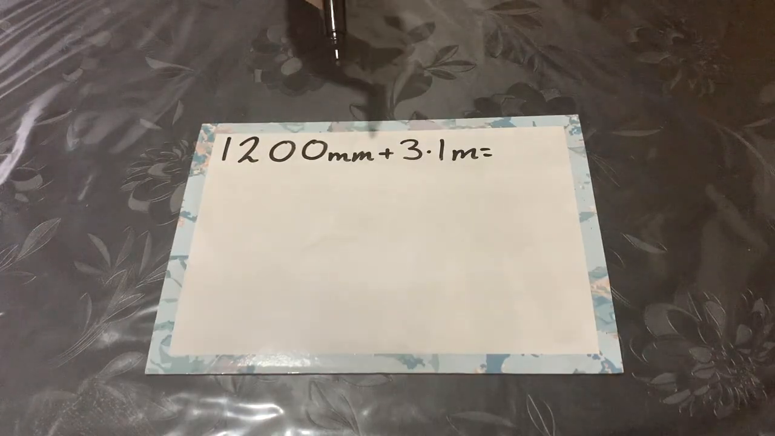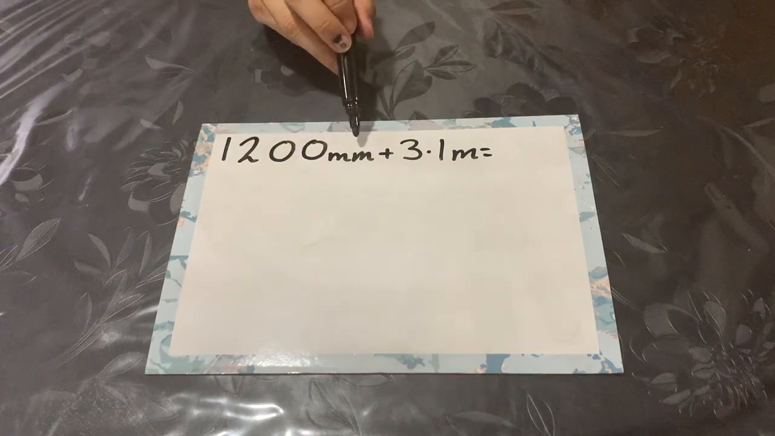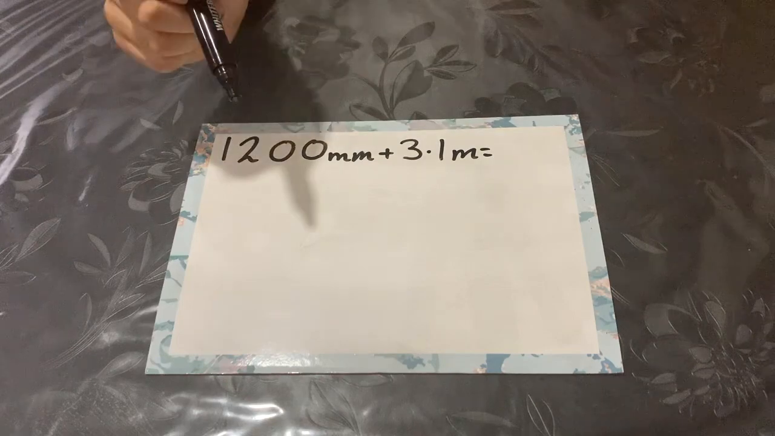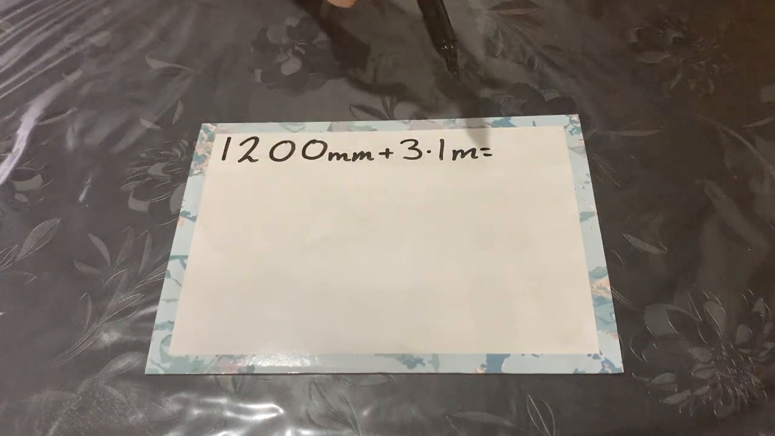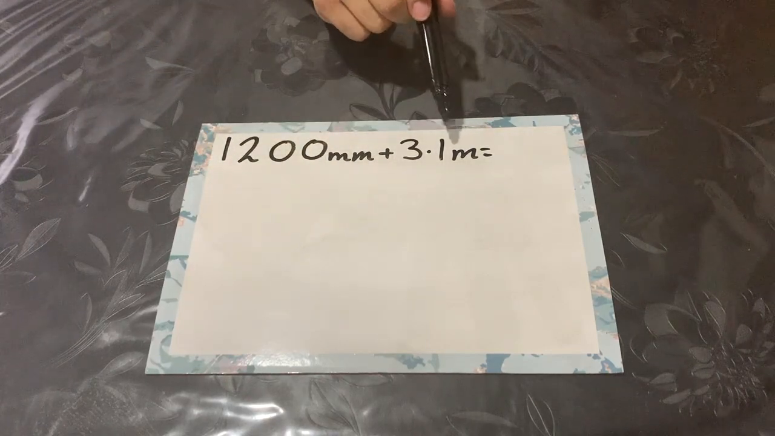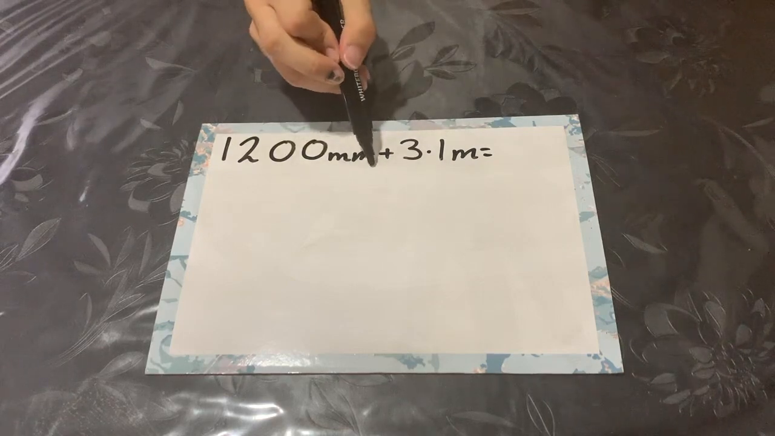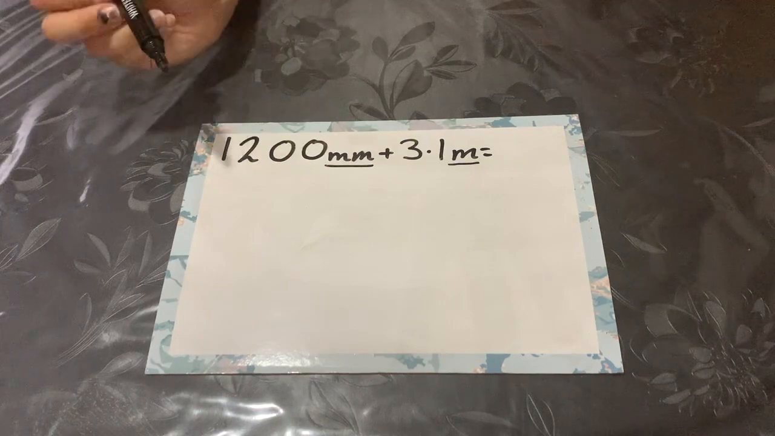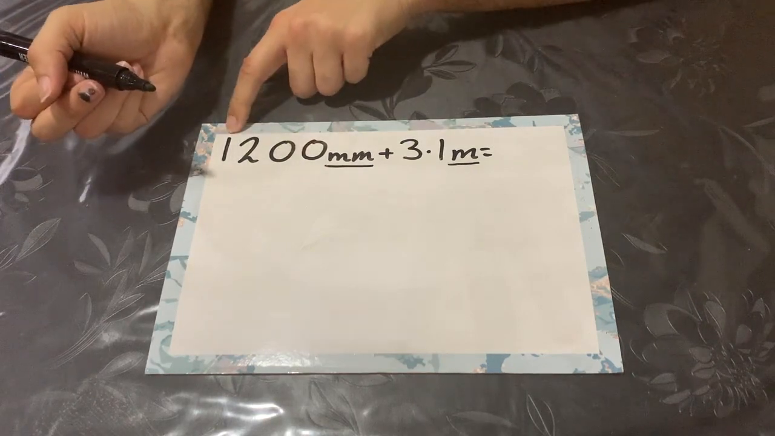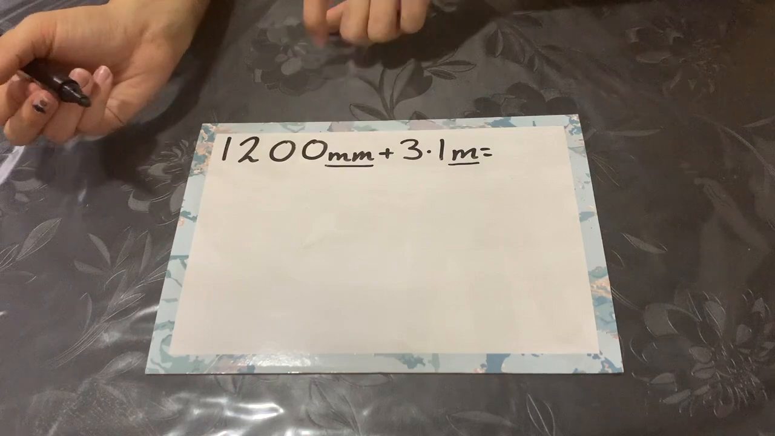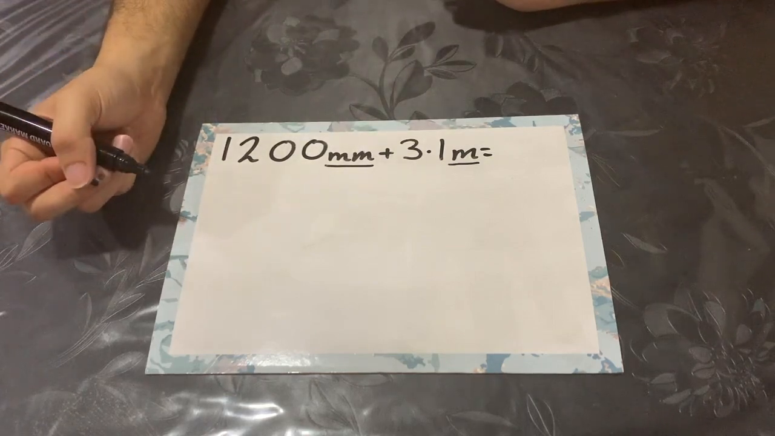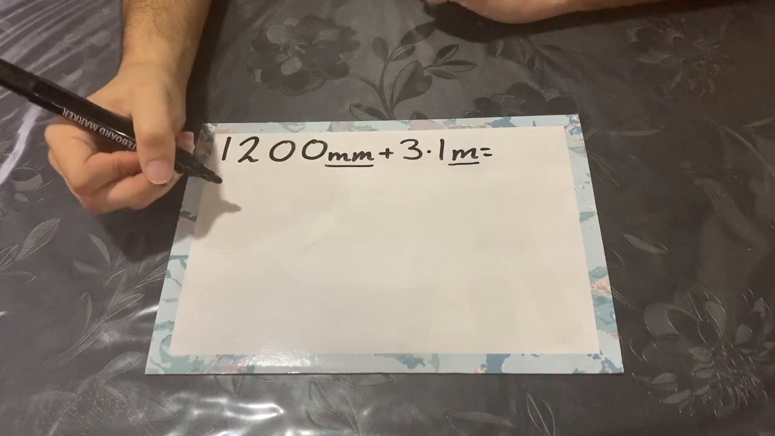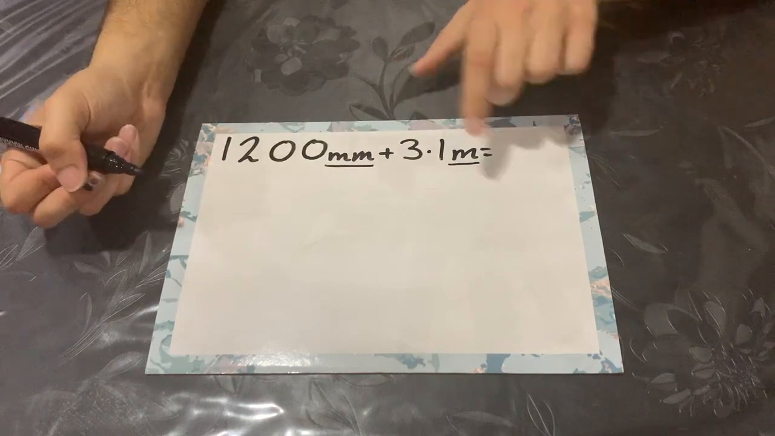Now this question, I've got 1,200 millimeters plus 3.1 meters. So I don't have any centimeters, but because meters are bigger than centimeters and millimeters are smaller, I'm going to convert both of them to centimeters because that'll be the easiest way. So let's convert my 1,200 millimeters into centimeters first. So before I do it, I'm just going to write down how many millimeters are in a centimeter and how many centimeters are in a meter.